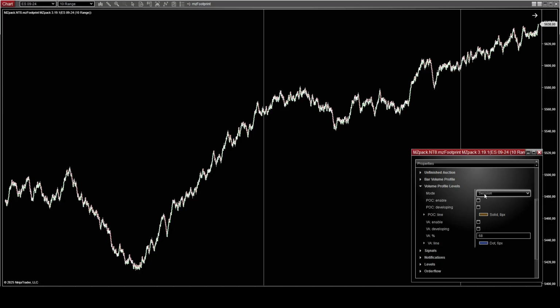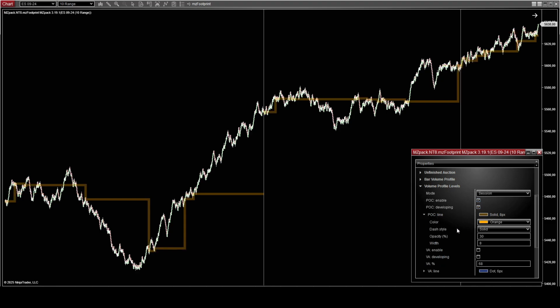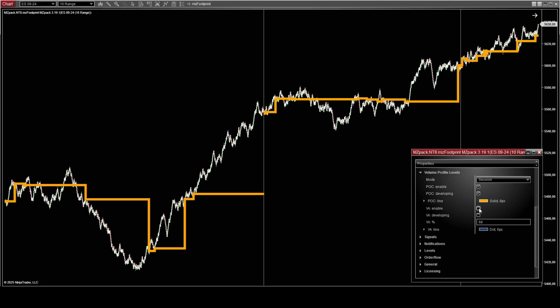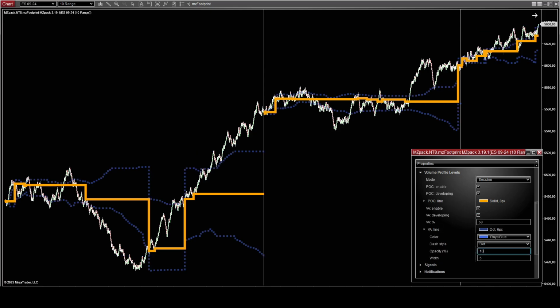Session and daily volume profiles. Profile mode, session or daily. POC, show developing point of control of the volume profile. VA, show developing value area of the volume profile to see how volume concentration shifts over time. Helps in spotting high liquidity zones that may act as support or resistance.